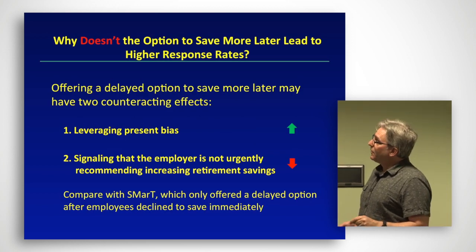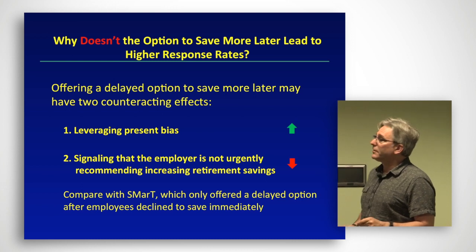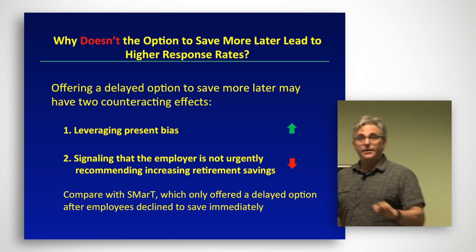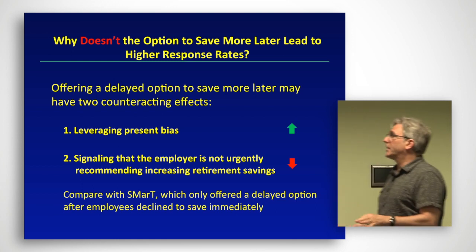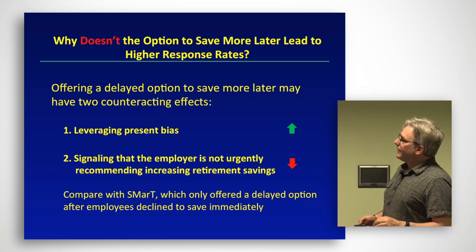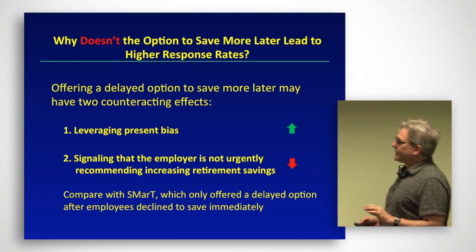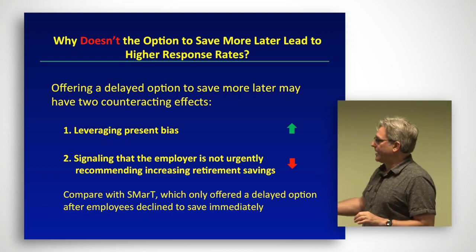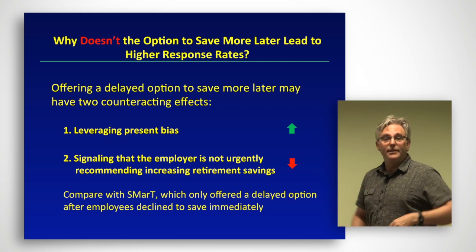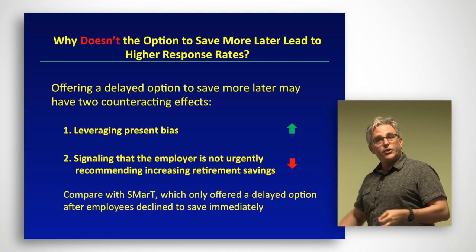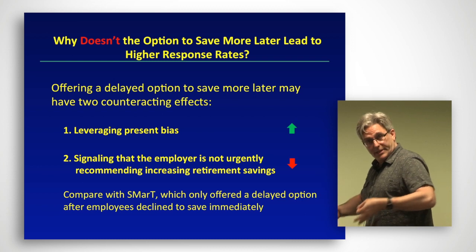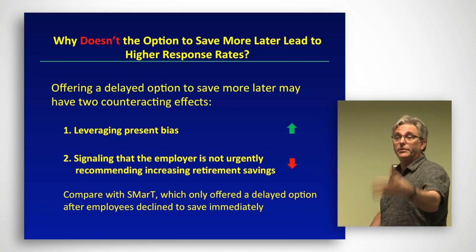So let's get back to why the option to save more later doesn't lead to higher response rates in that study I showed you from Bashir's and colleagues before. Offering the delayed option to save more money may have two counteracting effects. One is that it leverages, as I mentioned before, a present bias, that I'm discounting the future heavily. That should lead more people to save more when you say, do you want to save more in the future?